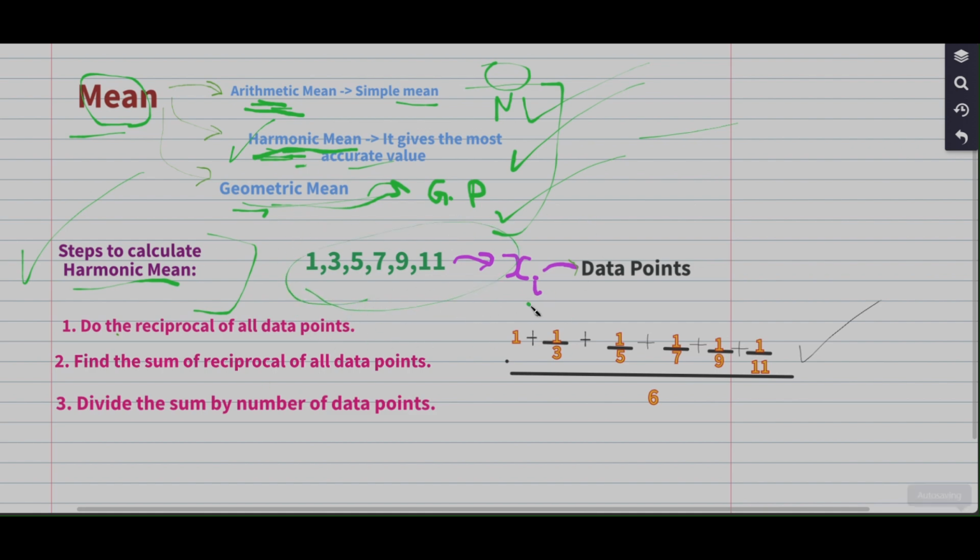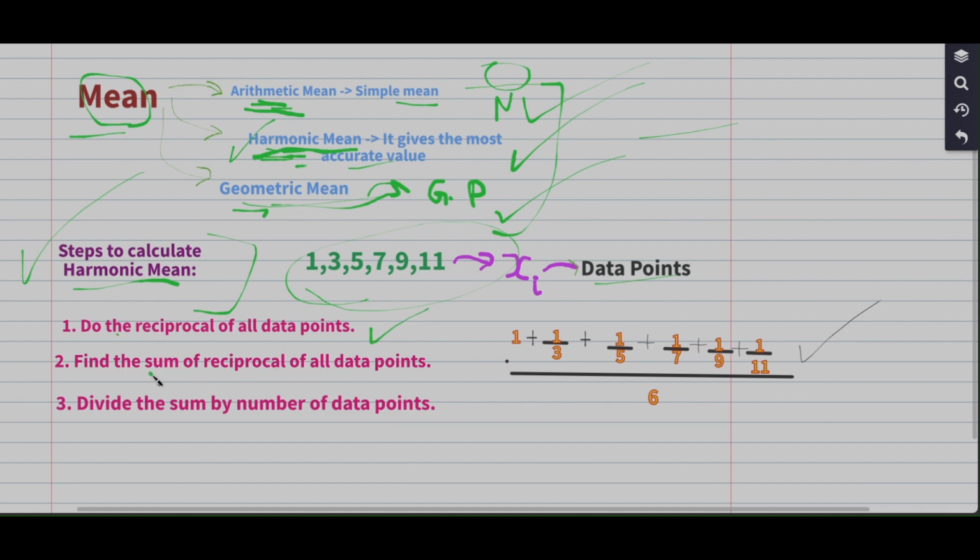There are some values given to you, right? Suppose these are xi, meaning the data points. So these are the values, these are the xi data, right? You have to do nothing but take the reciprocal of all these values, that is 1 by 3, 1 by 5, 1 by 7, 1 by 9 and 1 by 11, right? So now you have to do the sum.